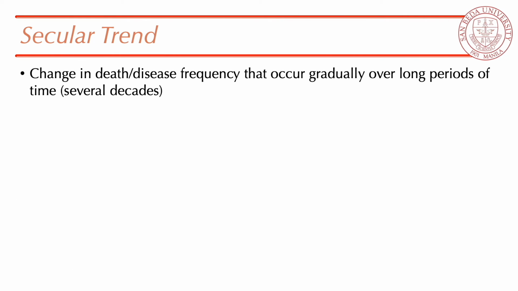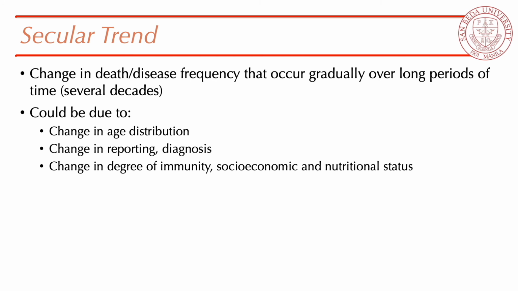Now, a secular trend in epidemiology describes the occurrence of disease over a prolonged period, usually in years. Now, secular trends can be influenced by age distribution or by changes in the way a disease is reported, or even by changes in the definition or criteria of what a diagnosed case is. Now, it could also be influenced by the degree of immunity in the population and possibly non-specific measures such as improved socioeconomic and nutritional levels among the population.